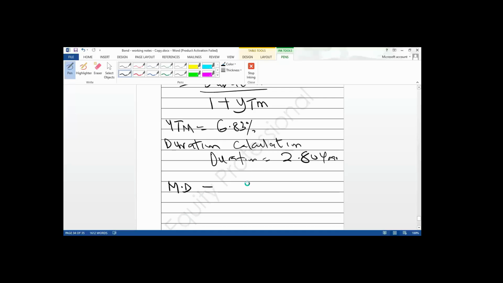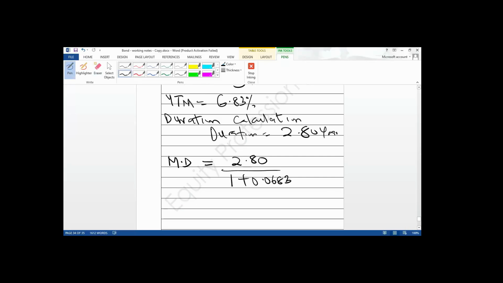Modified duration is equal to duration 2.80 divided by 1 plus 0.0683. You can now calculate your modified duration. Because of time, I can't calculate duration again now. That might take another 30 minutes or less.